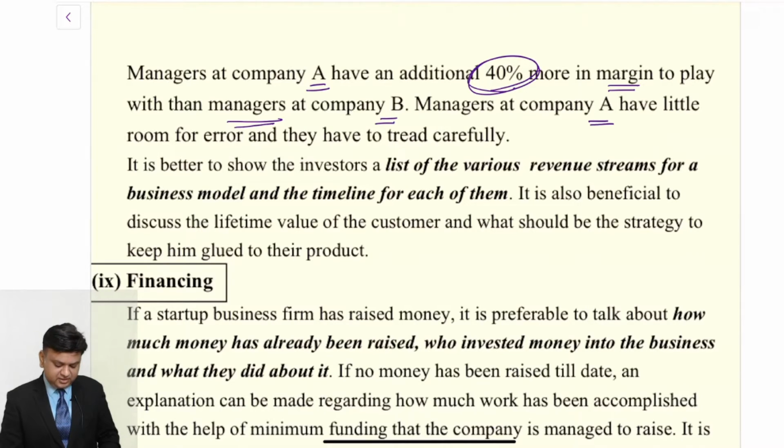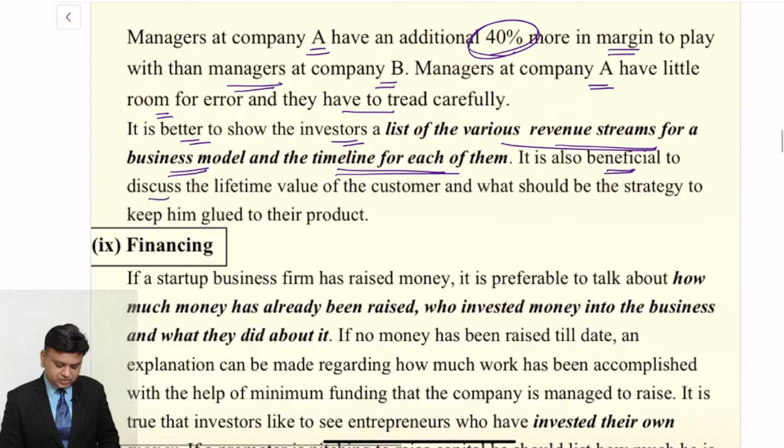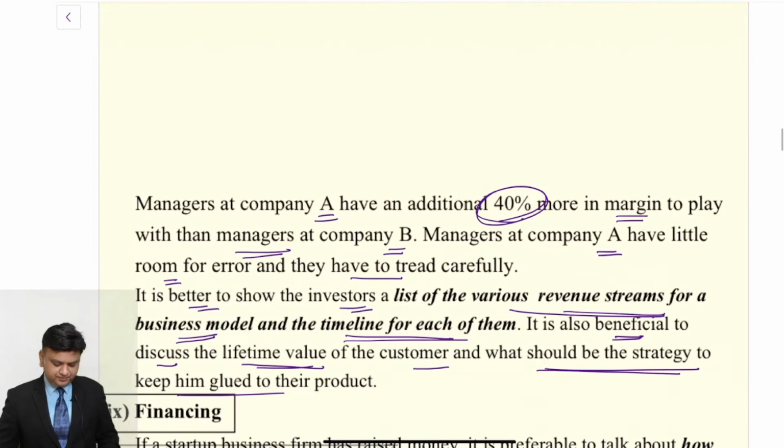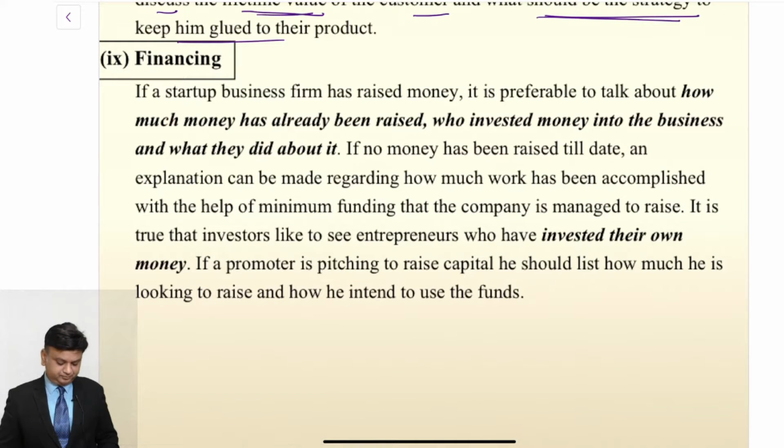Managers of company A have little room for error and they have to tread carefully. It is better to give the investors a list of the various revenue streams for a business model and the timeline for each of them. It is also beneficial to discuss the lifetime value of the customer and what the strategy should be to keep them glued to the product. That means how you will be able to generate recurring revenue from the customer. That is what you have to explain to them.